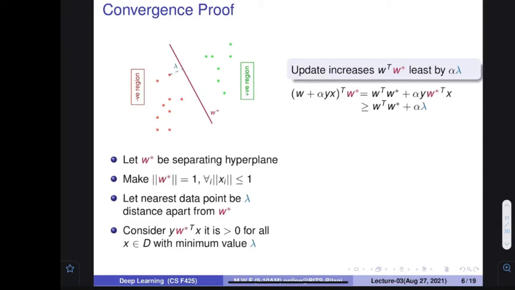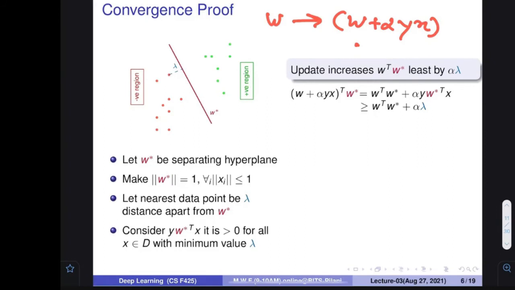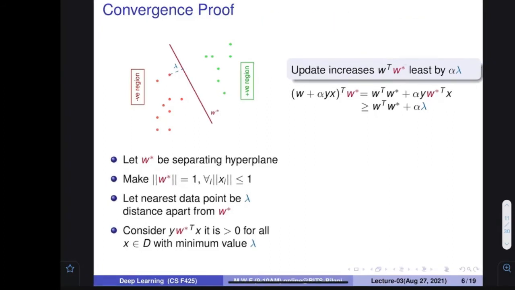The first point is that when I do an update, what it means is I had a w and I have changed it to w plus alpha y x. Okay, this is the update. When I do this update, what happens is that the update increases this particular quantity, w transpose w asterisk, where w asterisk is the actual value, by alpha times lambda. Okay, this I want to tell you. Let us find out the proof.